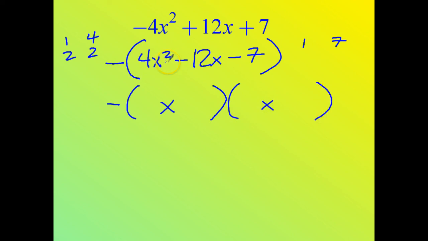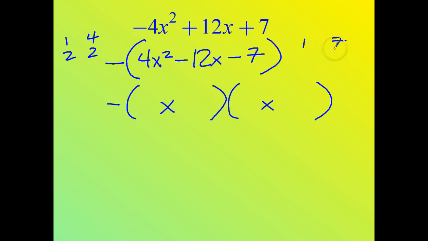Okay, so how are we going to do this? Let's see. Well, if we do 4 times 1, I'm going to get 4. And then if I did 1 times 7, I get 7. And the difference between 4 and 7 is only 3. Okay, so that's not going to work. Well, what if we do 4 times 7? That's 28. And then 1 times 1 is 1. 28 and 1 are 27 apart. That's not going to work.